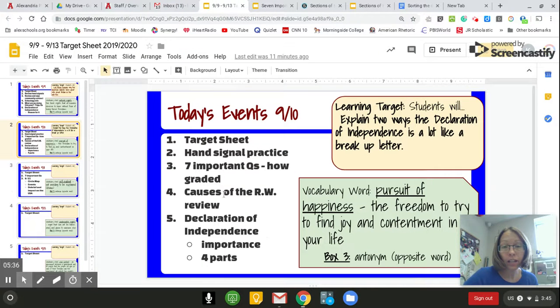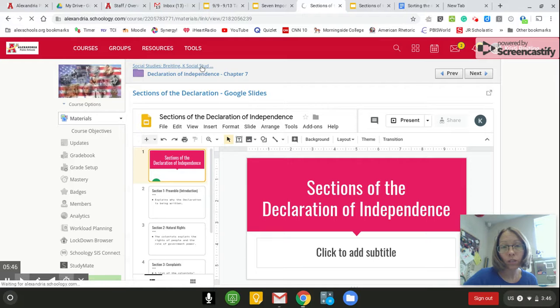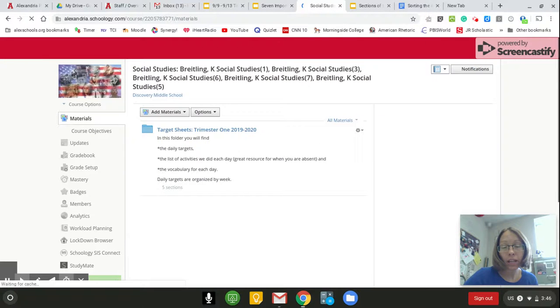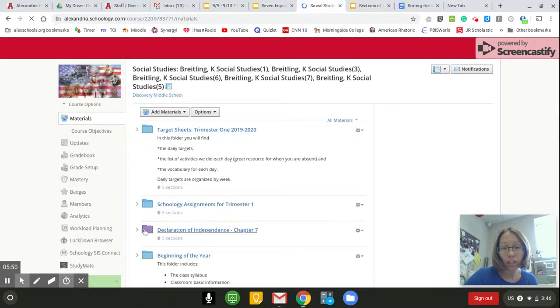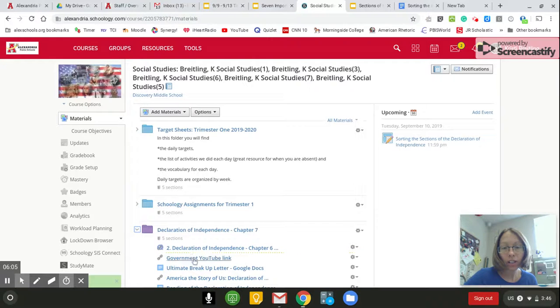And then the next part is I wanted to review the causes of the Revolutionary War. And we watched a video, and I can just show you. Sorry, didn't go to the right place. Inside of Schoology, in the Declaration of Independence folder. Nothing happens as quickly as you want it to, that's for sure. There we go. There is a government YouTube link, and inside of that is a Schoolhouse Rock, No More Kings.